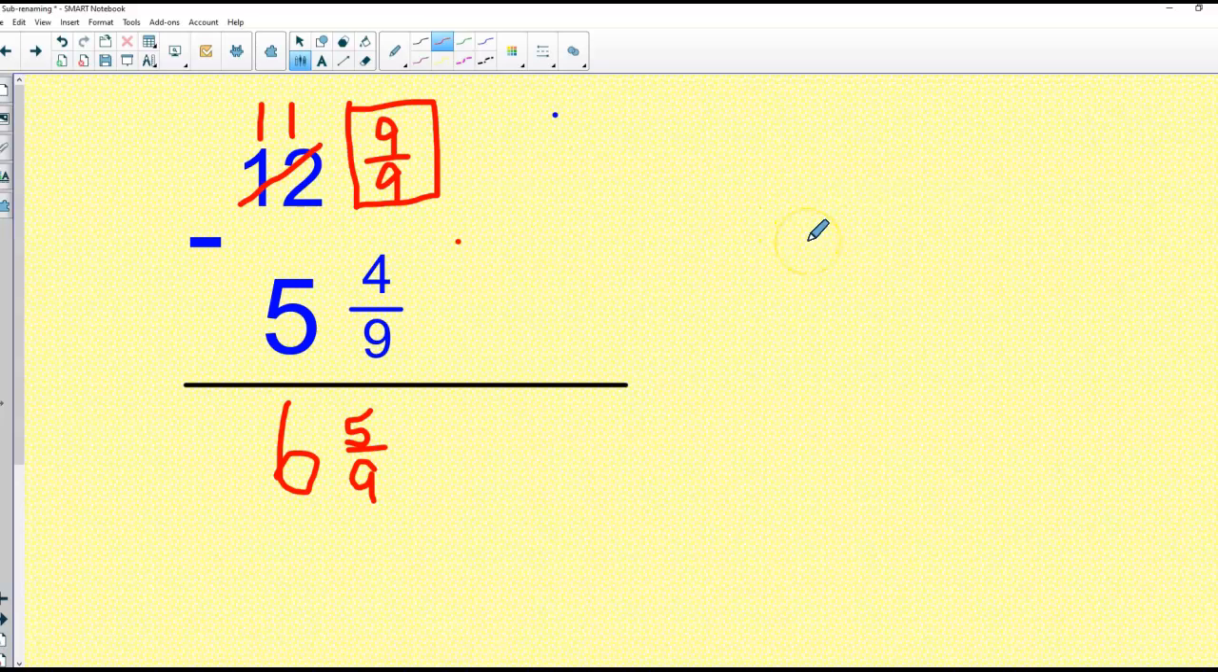Okay? So please remember, you do not need to rename every time you do subtraction. Find your common denominator first, and if you can't subtract, then yes, you're going to have to use rename. Use this borrowing method we talked about.